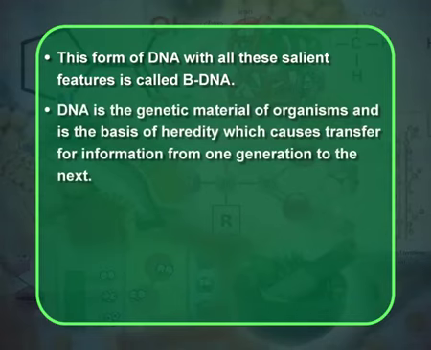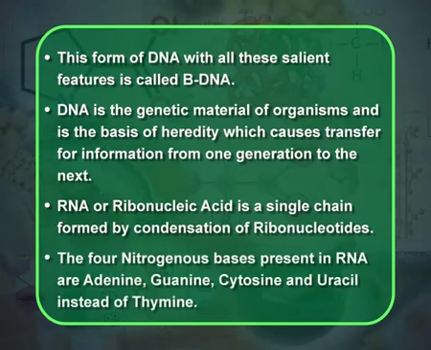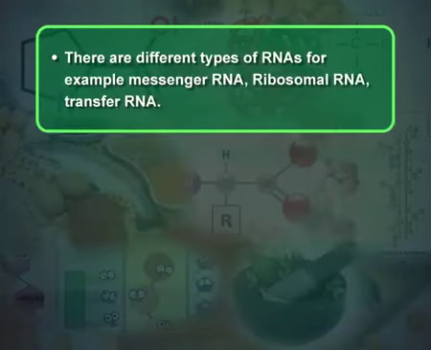Now, DNA, friends, is the genetic material of organisms, and it is the basis of heredity, which causes transfer of information from one generation to the next. Now, moving on to RNA or ribonucleic acid, it is a single chain formed by condensation of ribonucleotides. The 4 nitrogenous bases in RNA are adenine, guanine, cytosine and uracil instead of thymine. There are different types of RNAs, for example, messenger RNA, ribosomal RNA, transfer RNA, etc., which perform diverse functions about which we will study later.